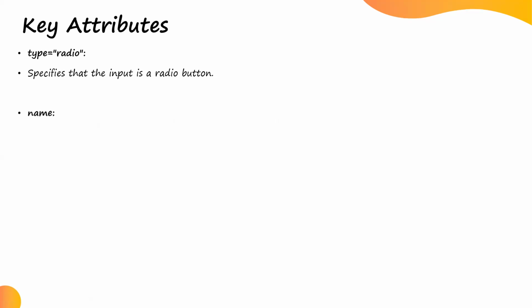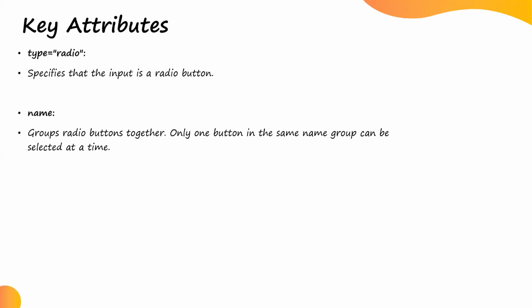Okay. So we also have the name. Now, this name groups radio buttons together. So if you have all the choices you want the users to select one from, they have to be in a group, and all of them would have the same value for their name attribute. So only one button in the same name group can be selected at a time. Okay.